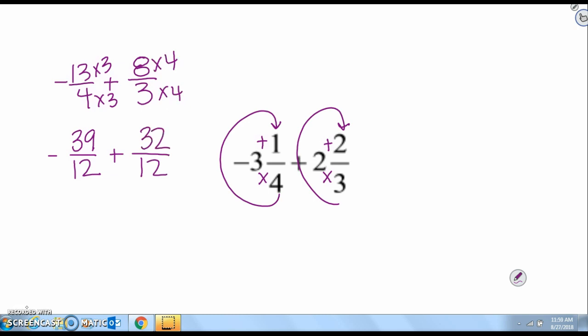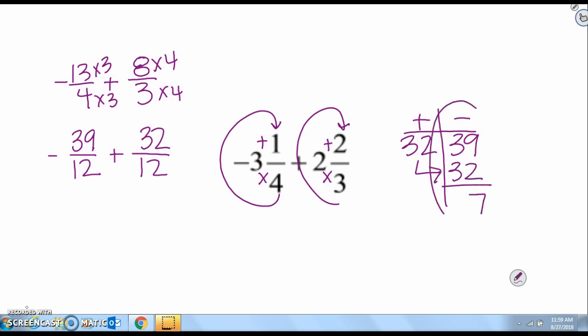As you can see, our signs are different. Remember, when your signs are different, you're going to subtract. Or you can use a T-chart. I have a positive 32 and a negative 39 as my numerator. I bring the smaller number over to subtract, and that leaves me with negative 7/12.